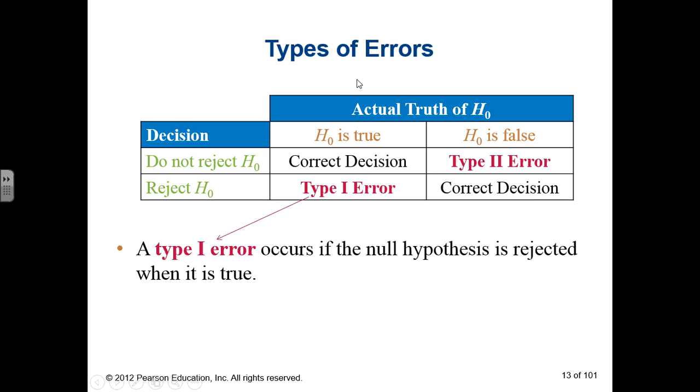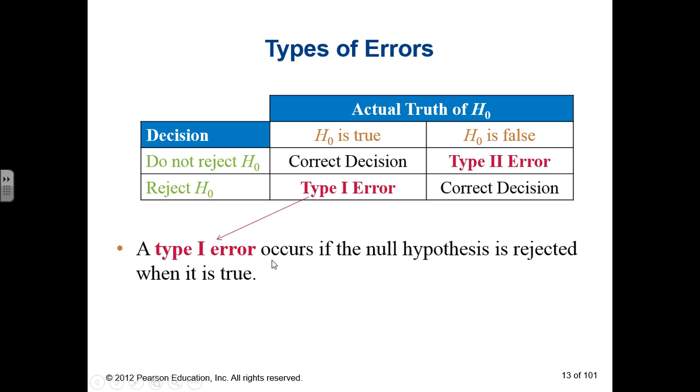All right, now, there are two types of errors, a type 1 error and a type 2 error. The actual truth of the null hypothesis is not known. That's what you're testing. We don't know that. But suppose we do not reject the null hypothesis, and in fact the null hypothesis was true. Then we made a correct decision. But if we rejected the null hypothesis, then we made what's known as a type 1 error.